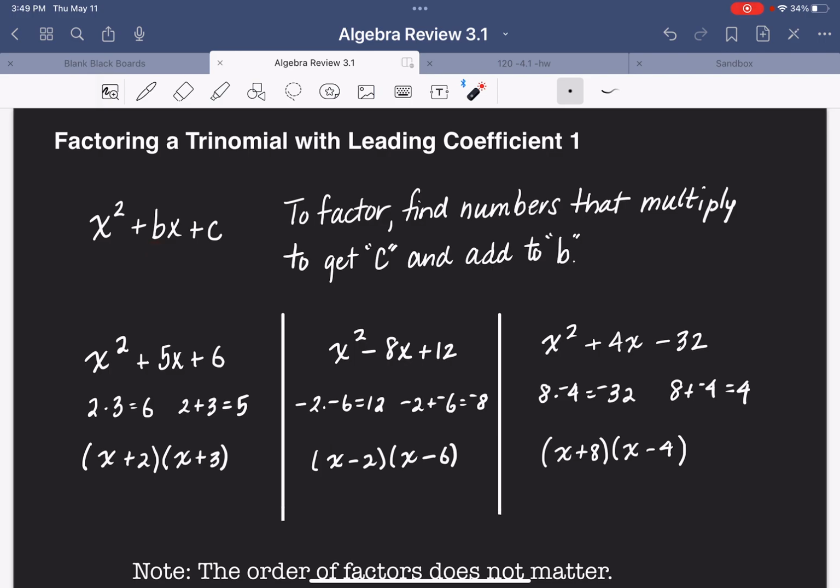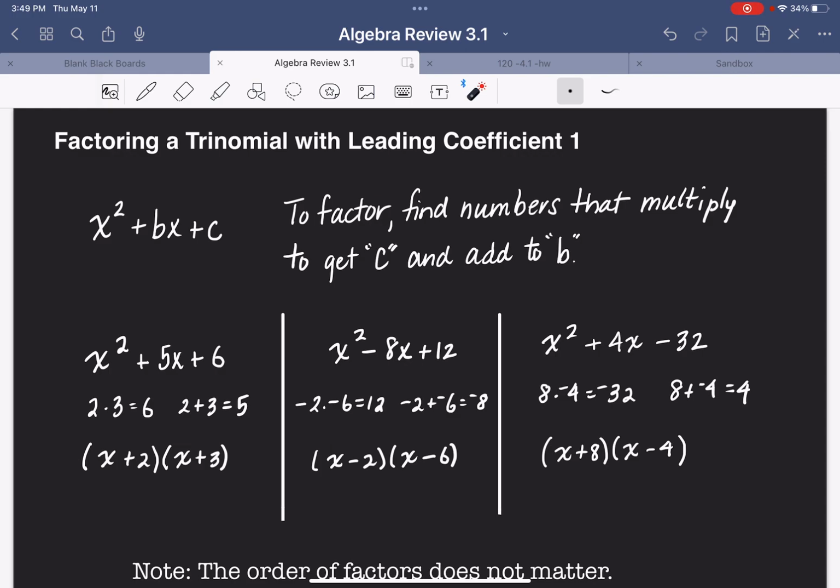So, for example, x squared plus 5x plus 6. The factors of 6 that add to 5 are 2 and 3. 2 times 3 is 6. 2 plus 3 is 5. That means that our trinomial will factor x plus 2 times x plus 3. And of course, you can FOIL it to check it to make sure that you have the right answer.